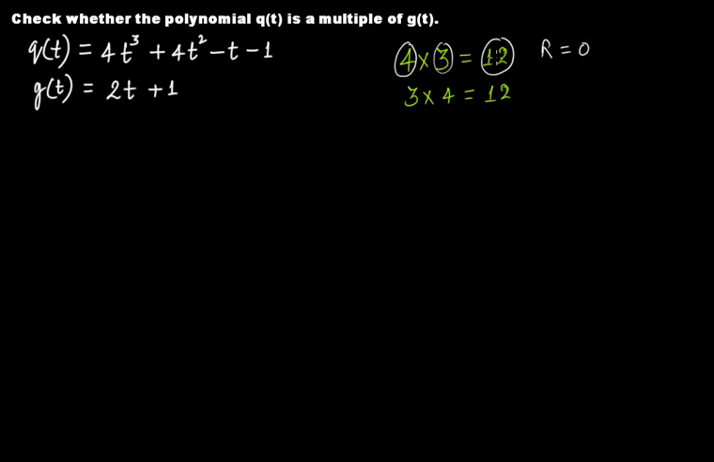4 times 3 is equal to 12. 12 is a multiple of 4 because 4 times 3 is 12, and that means when you divide 12 by 4, you get 3 as a quotient and remainder is equal to 0. That is, it is completely divisible.